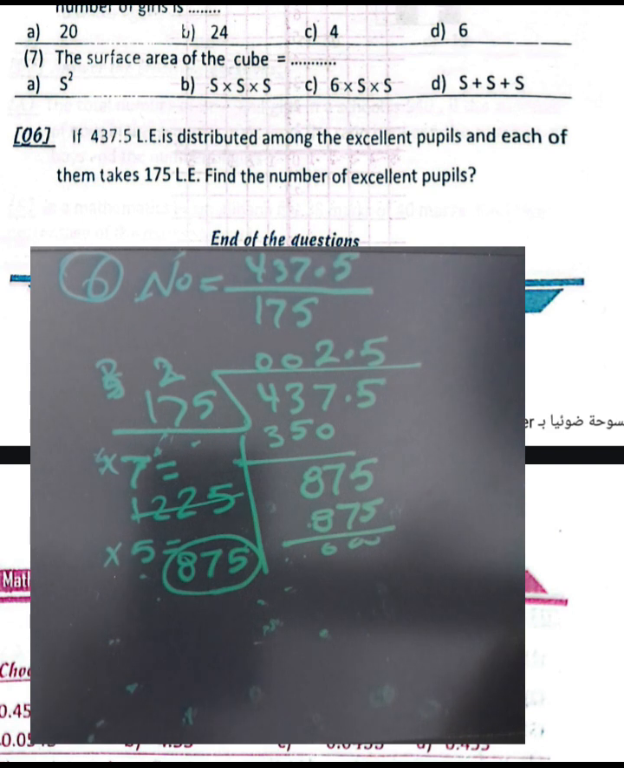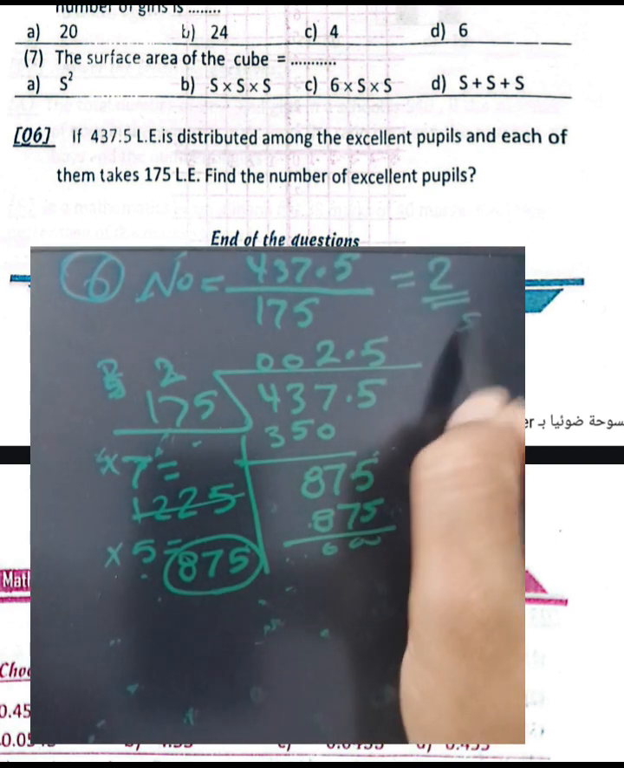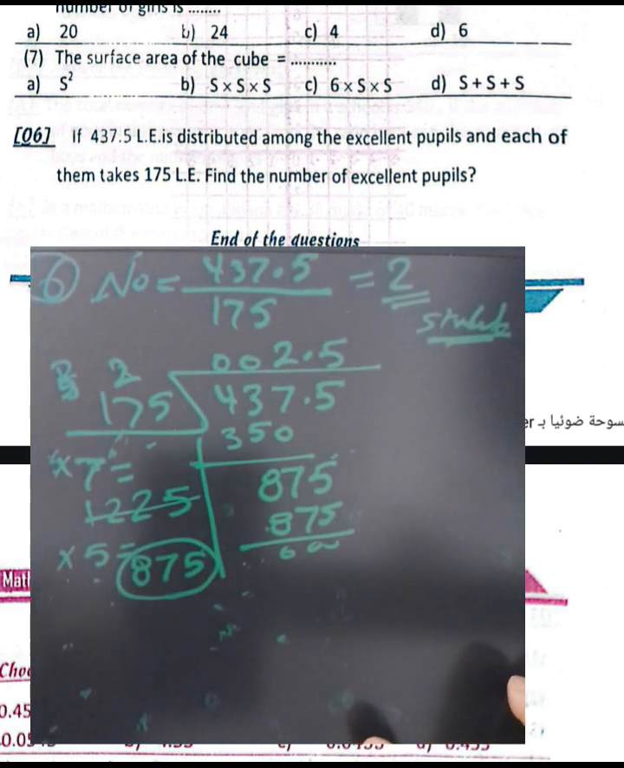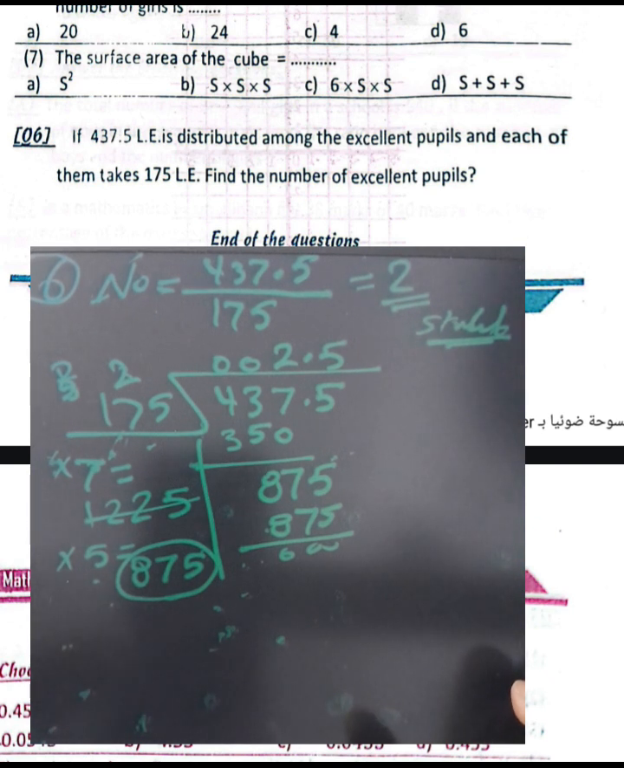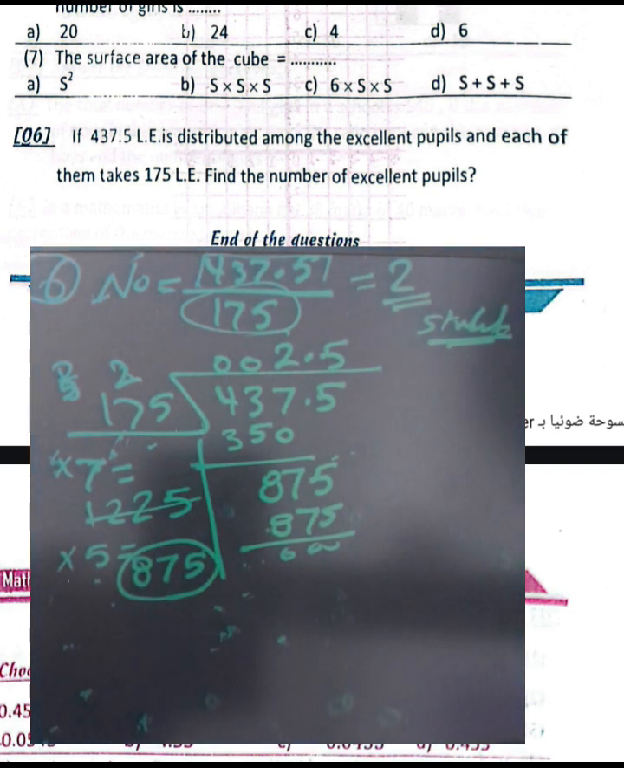Each takes 175. Find the number of excellent pupils. Then the number will be 2 students. Okay, don't write 1/2, because the number of students must be a whole number. Don't write a decimal. Okay, you want to find the number: the total money divided by the money that each one gets, 175, then we have 2. Okay, understood?